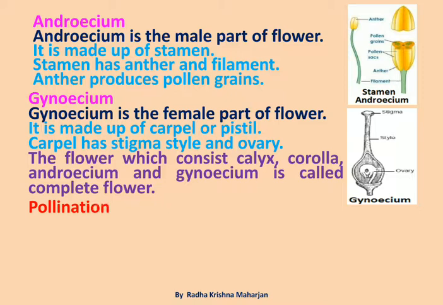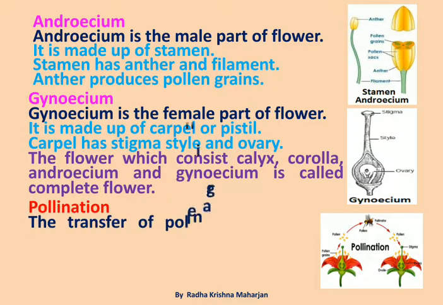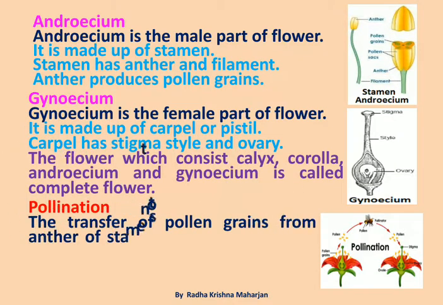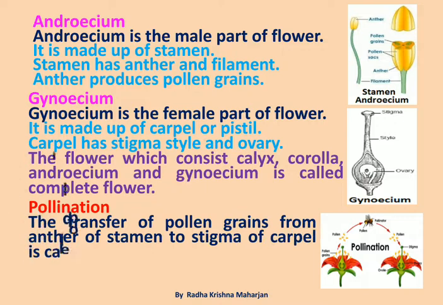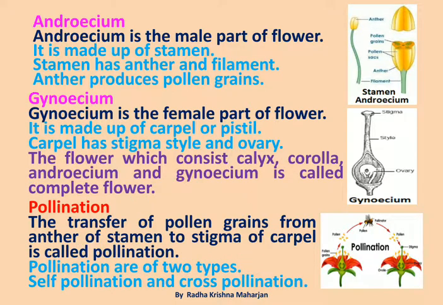Pollination. The transfer of pollen grains from anther of stamen to stigma of carpel is called pollination. Pollination are of two types: self-pollination and cross-pollination.